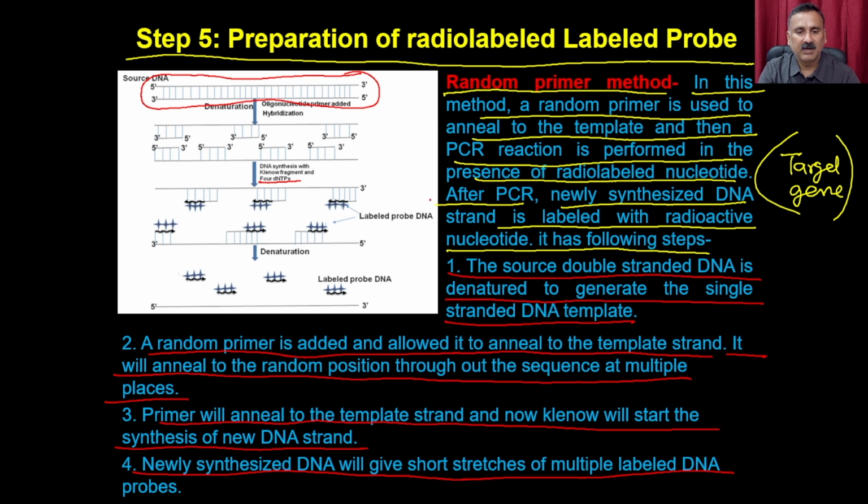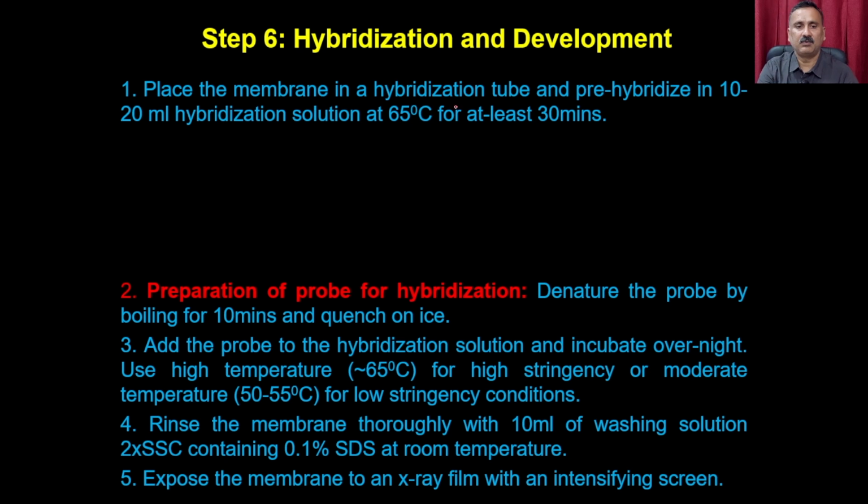You are going to have the labeled probe because you are using the 4 dNTPs, but one of those dNTPs is going to be radio labeled. Wherever that dNTP is incorporated, the synthesized DNA will be radio labeled, and these radio labeled probes are going to be available for use in the Southern blotting. Then in the next step you are going to have the hybridization and the development.